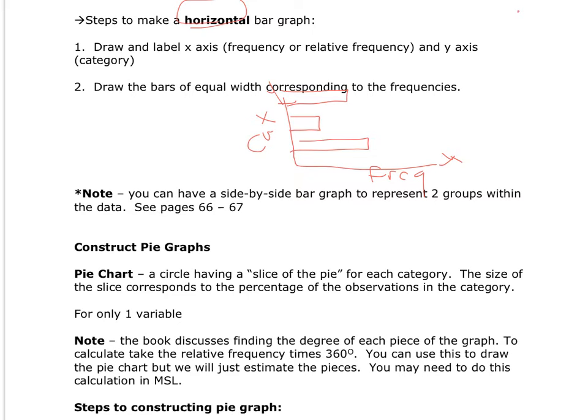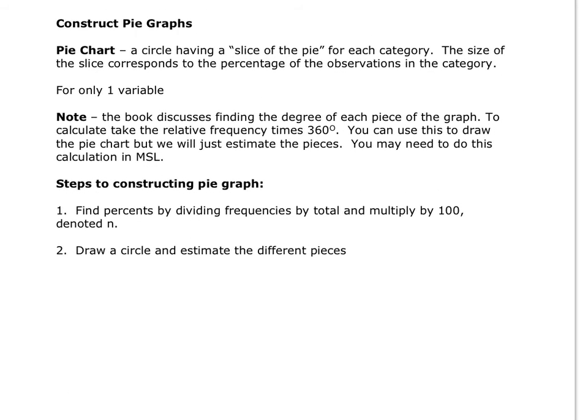Our last type of graph is a pie chart. Pie charts are where each piece of the circle represents the percent in each category. So the difference here is that this represents our percent, so that's where we're going to use that column from our frequency distribution. And this one can only be for one variable because percents can only add up to 100. The book discusses finding the degree of each piece, but to calculate those using the calculation in the homework, we're not going to do that.